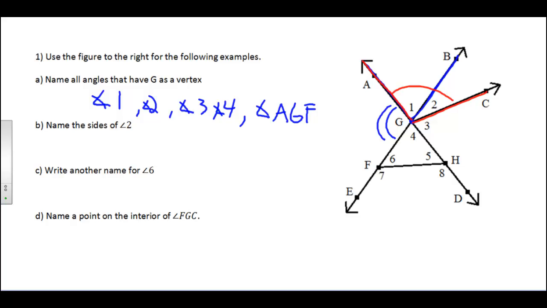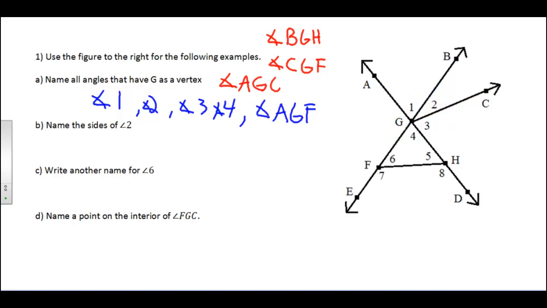Angle AGC has a vertex of G. There's a few others here as well: angle BGH and angle CGF. There's probably a few others as well, but that's all I see at the moment. Let's move on to part B.